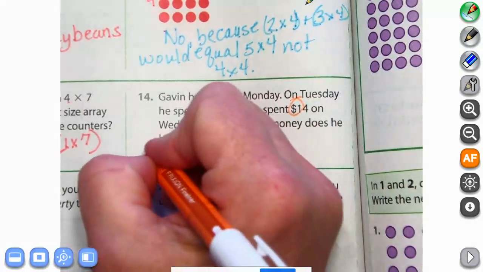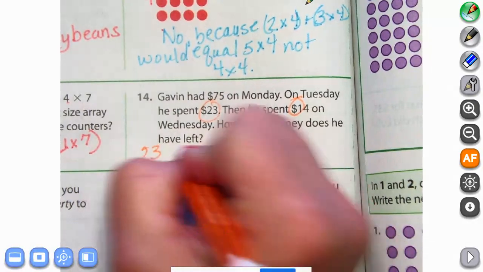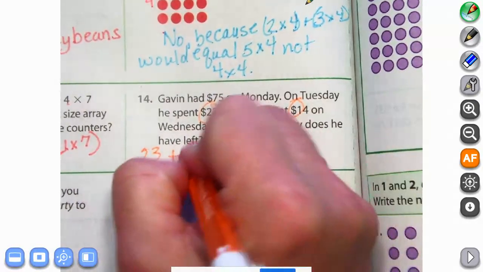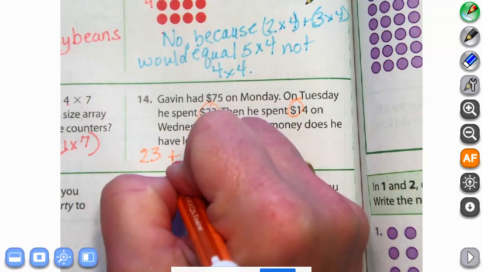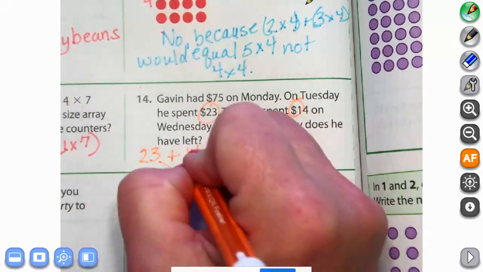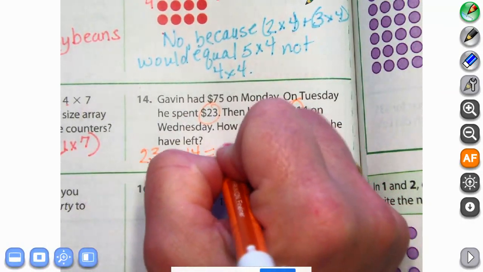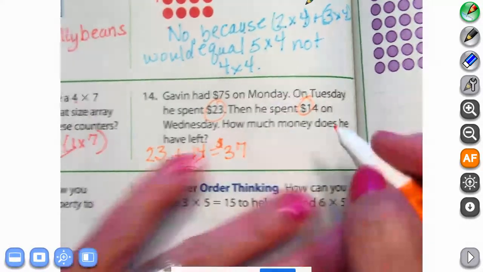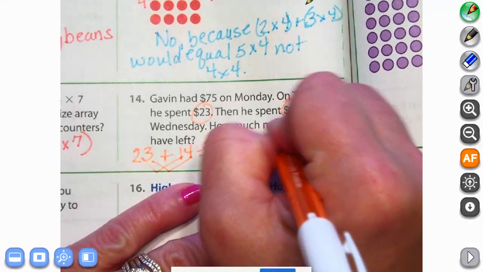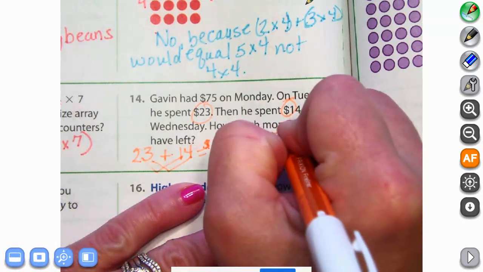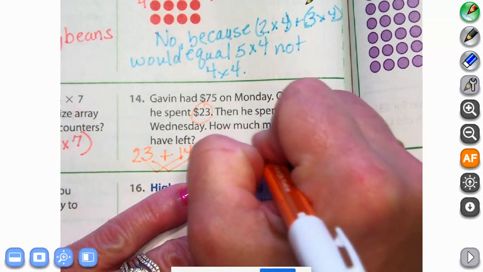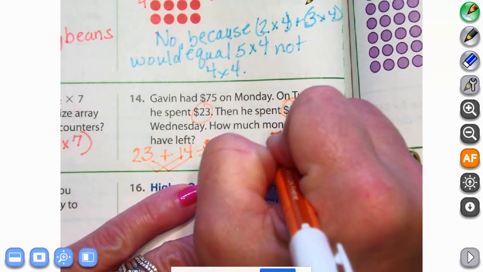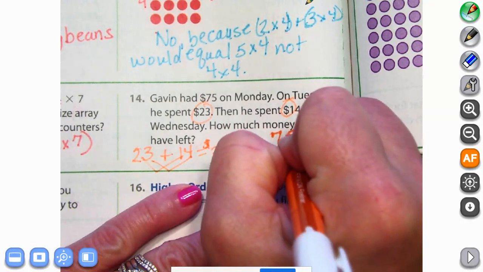So we have 23 plus 14. 4 plus 3 is 7. And 10 plus 20 is 30. So he spent $37 together. And he had 75 to start with. So 75, we always put the bigger number on the top because we may have to borrow. Then we're going to take away the 37.